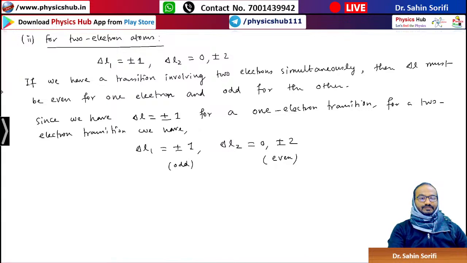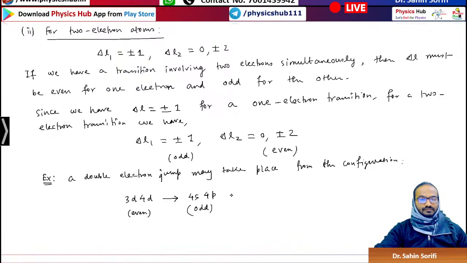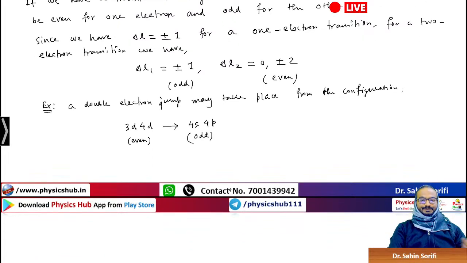Let's take an example. So we are considering a double electron jump that may take place from the configuration, let's say 3D 4D to 4S 4P. So how many transitions may be possible here? There are two possibilities.